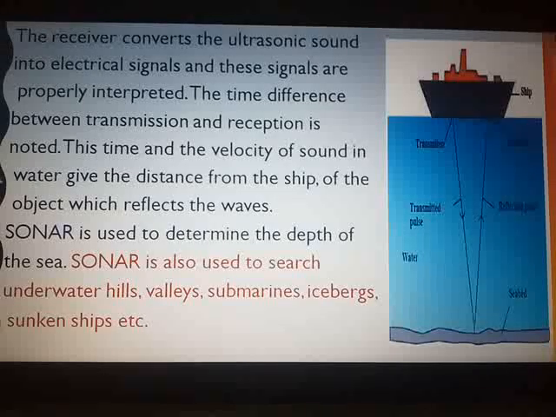Now how to write it point wise? The first point, you will write about the full form of sonar. Second point, you will write that it consists of a transmitter and receiver installed on a ship or a boat. Third point, you will write the function of transmitter and receiver. Then fourth point, how the difference between transmission and reception is noted. And your last point, sonar is used to determine the depth of the sea and also to search for the underwater hills, valleys, submarines, icebergs, sunken ships, etc.